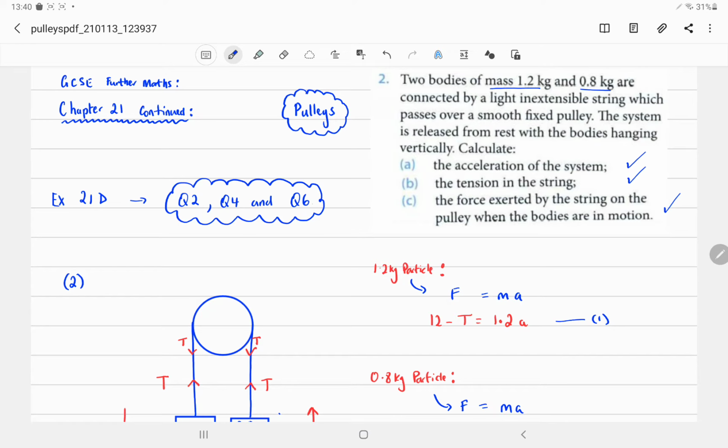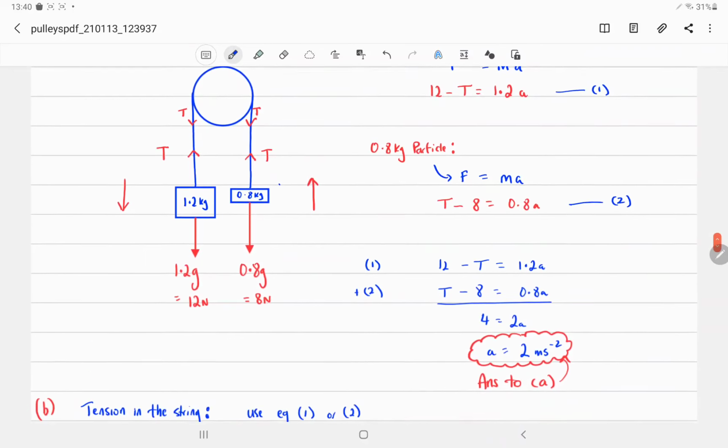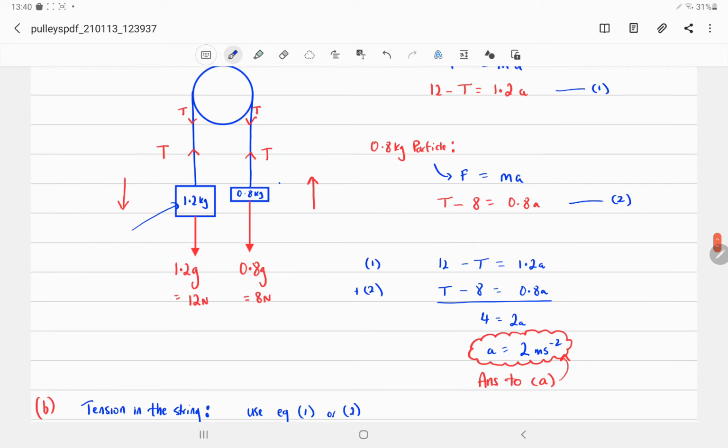Same three questions. Our diagram. We have our mass inside of the particles. We are given the mass, but we want the weight acting downwards. We get the weight by multiplying by 10.